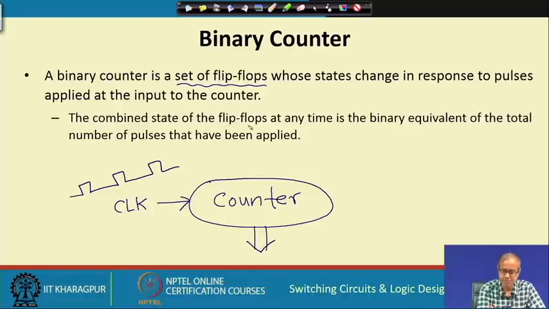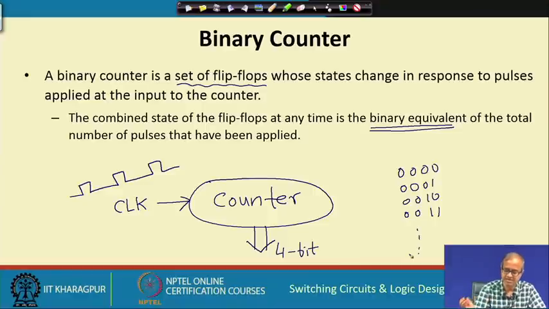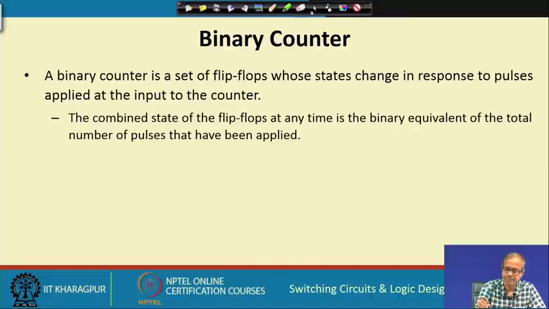And this counter is supposed to count how many pulses have come. The combined state of the flip flops, for example, if this is a 4-bit counter, so in the output I will be having a 4-bit number coming out. This I refer to as the combined state of the flip flops. This will be the binary equivalent of the total number of pulses that have been applied. Like if it is 4-bit, it will start with 0, then 1, then 2, then 3 and so on. This is what a binary counter essentially is, right?